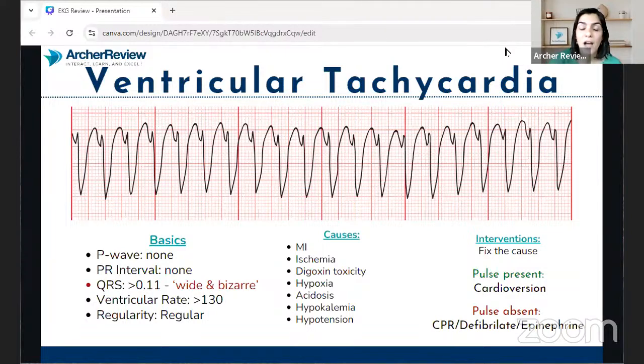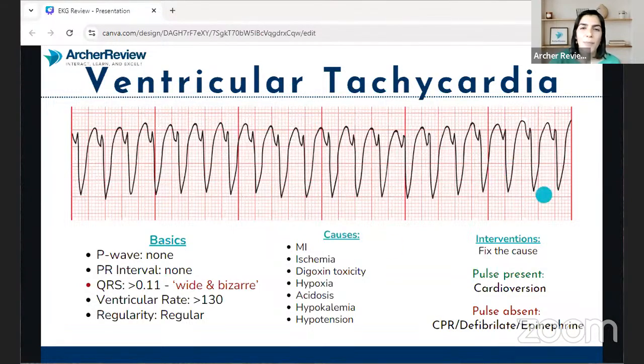So remember, we talked about looking for those prolonged QT intervals. It can lead to dangerous arrhythmias like VTach, ventricular tachycardia. So we definitely want to make sure we're asking our history questions. Have they had any episodes of syncope or pre-syncope? Have they had a family history of sudden death? What medications are they taking? We definitely want to make sure we're asking those questions, and VTach definitely needs to be intervened.